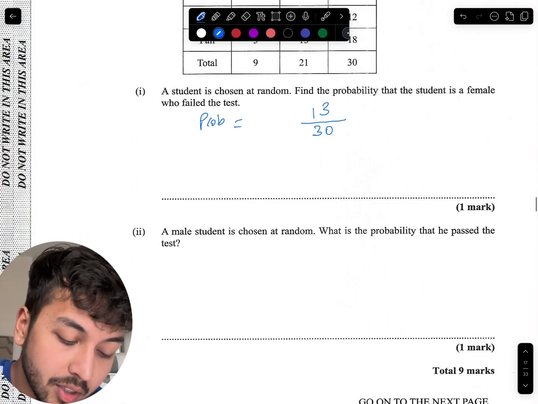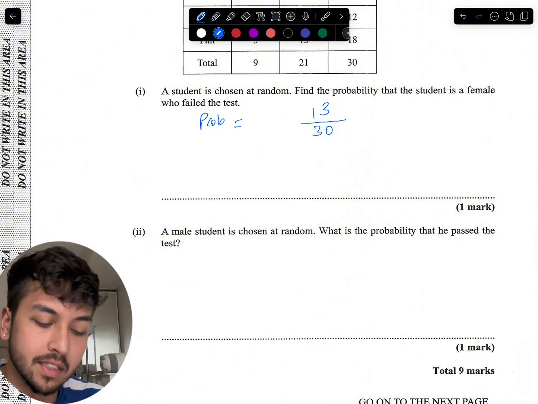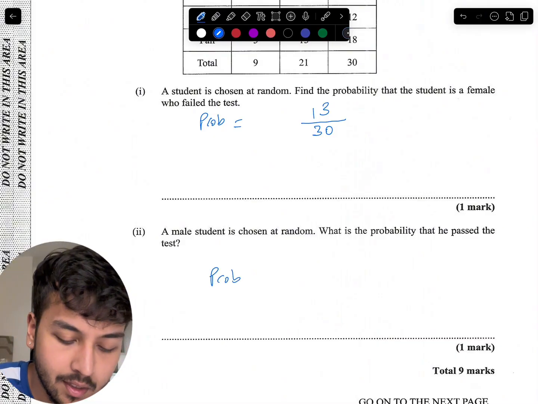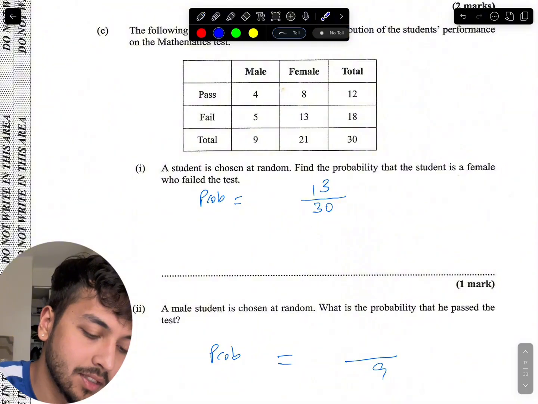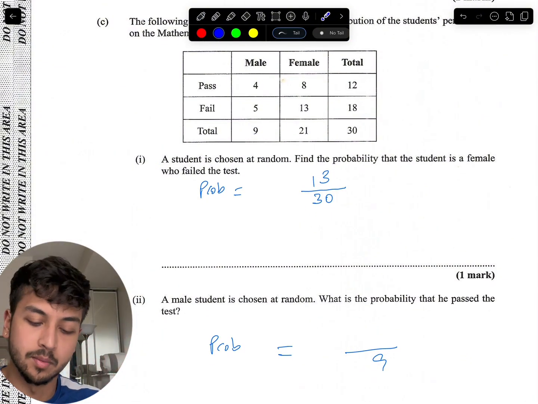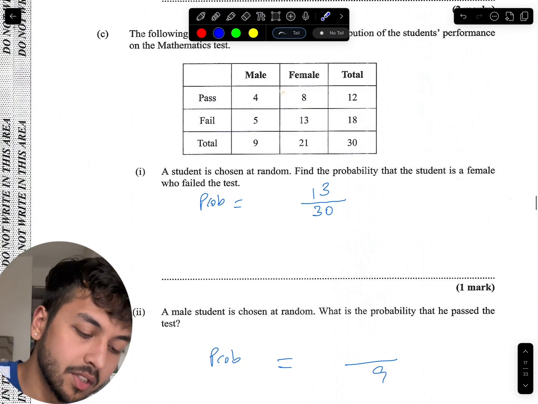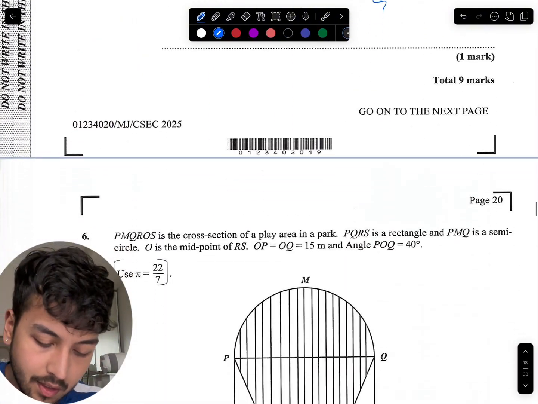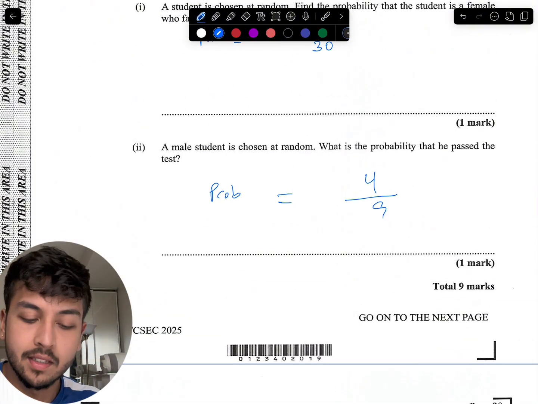They say a male student is chosen at random. So before it was a student, so there were 30 possibilities. Now they're saying a male student is chosen, so the total is 9, because there are 9 possibilities. They're saying there are 9 males in total, one of them is chosen at random. What is the probability that he passed the test? So out of these 9 males, how many passed? 4. So pretty simple. The probability would be 4 out of 9 that if you chose a male, he passed.